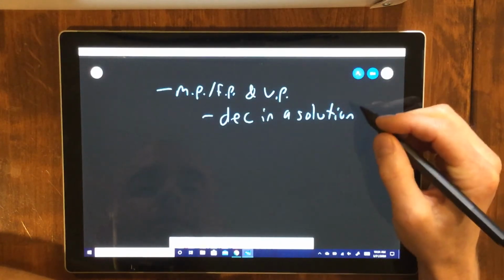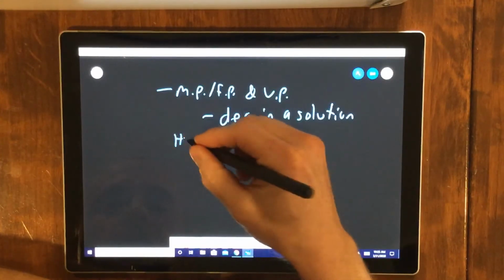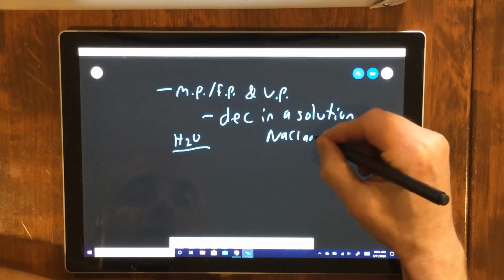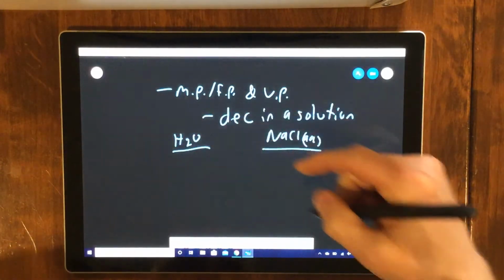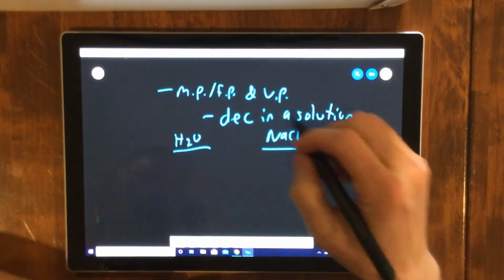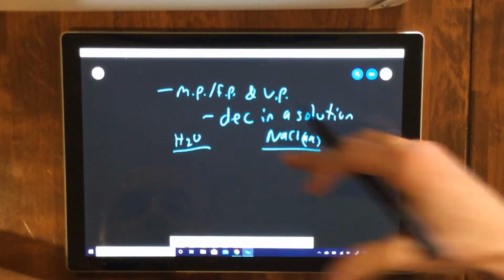So what that means is if you have a pure solvent, let's say H2O, pure water, and then you have salt water, NaCl(aq), so that example I just used in the last video with 0.1 molar and 1 molar, the boiling point goes up. Add a solute, boiling point goes up.